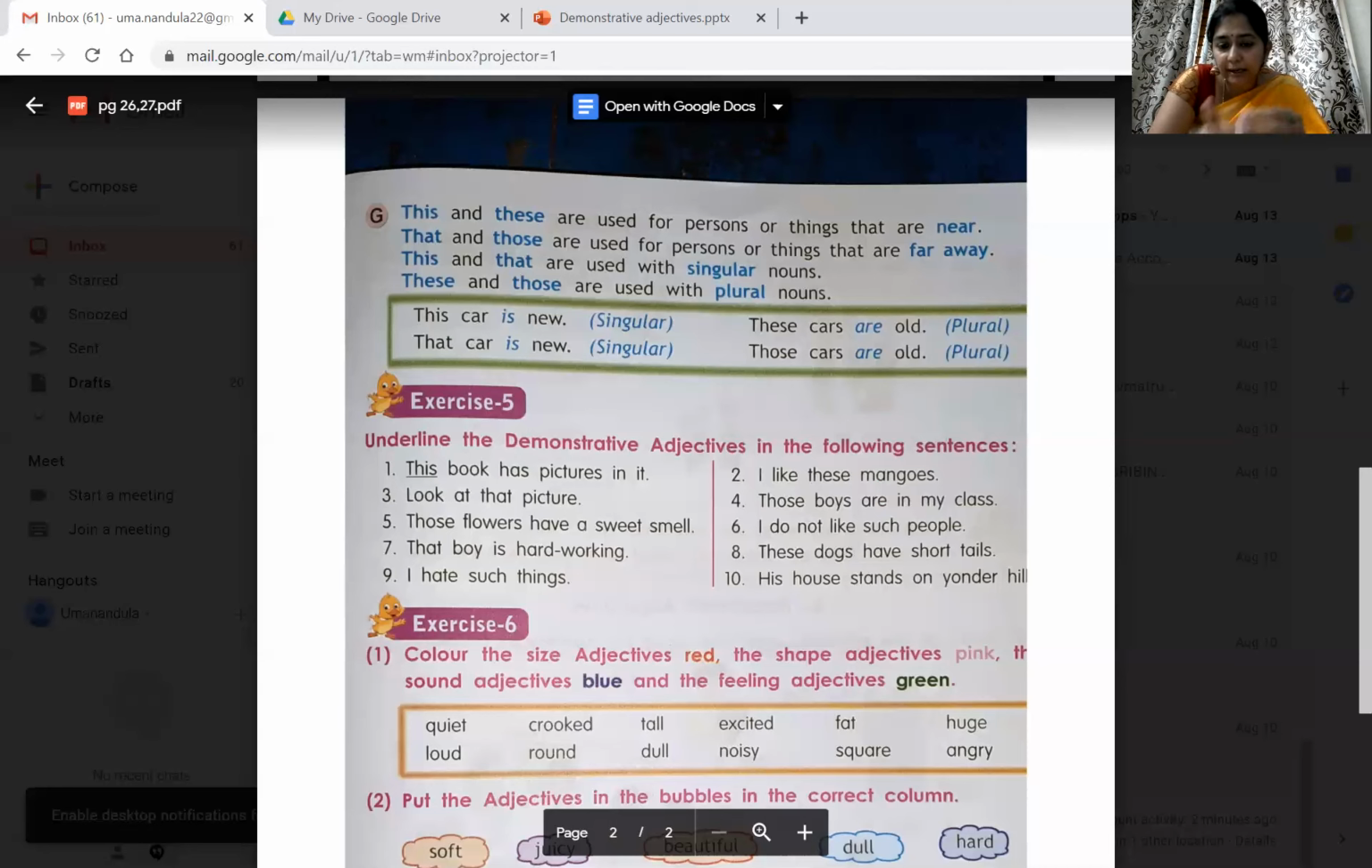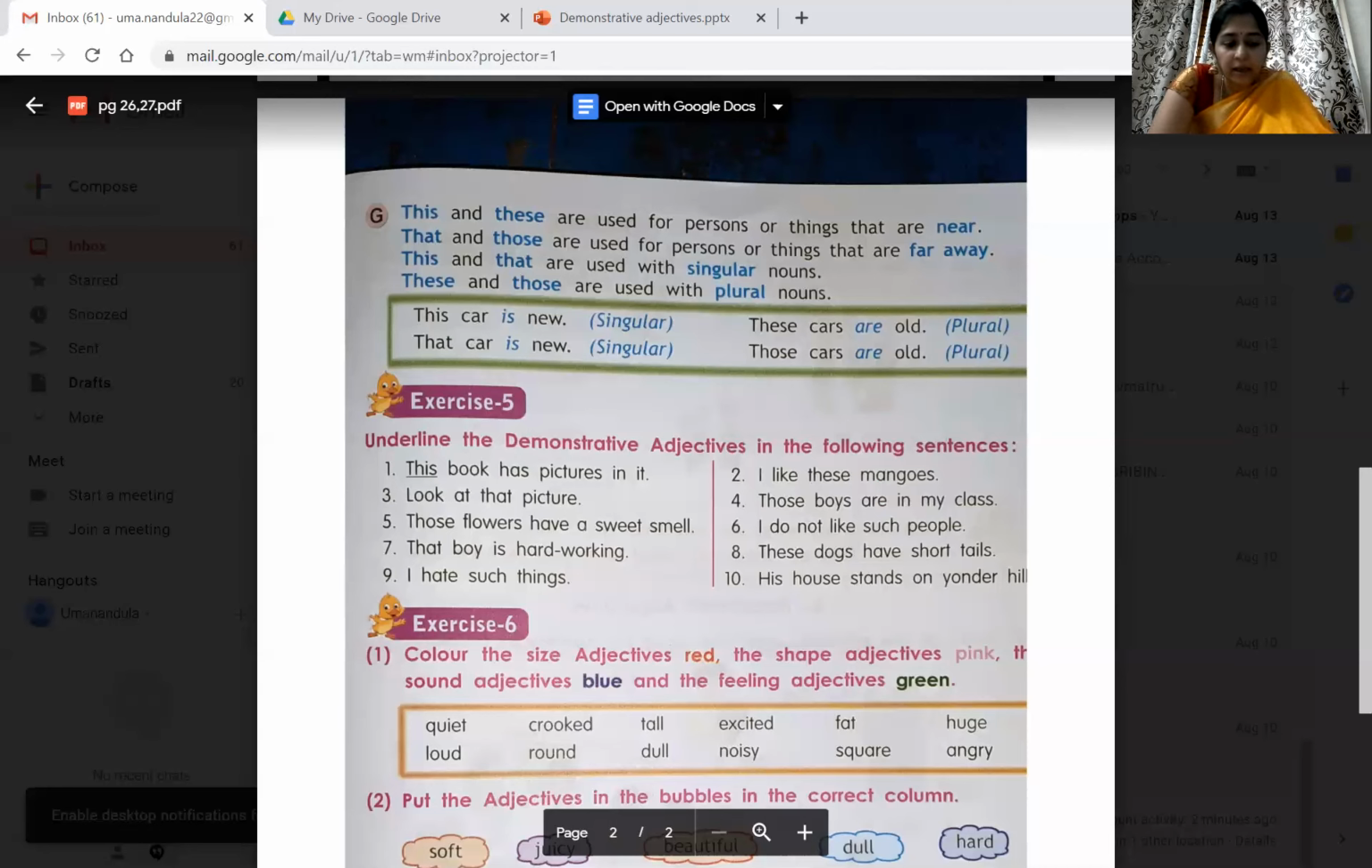Any guess, children? Yes, his house. His is a pronoun. House is a noun. But a pronoun cannot be an adjective, right? His house stands on yonder hill. Which hill? Yonder hill. So here, yonder should be underlined. Okay, children, so here it is a noun only. But which hill it is asking means it is yonder hill.